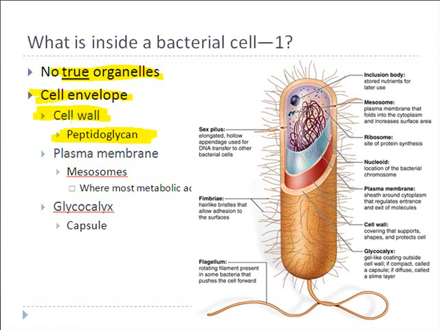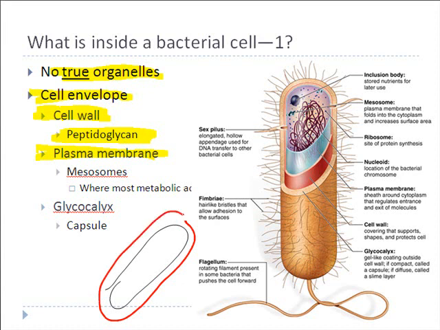Interior to the cell wall, there will always be a plasma membrane. We've learned about plasma membranes before, so I'm not really going to go into much detail on the plasma membranes. Now sometimes the plasma membrane in a bacterial cell, if this is my bacterial cell here, and outside in red here is the cell wall, inside in black is the plasma membrane.